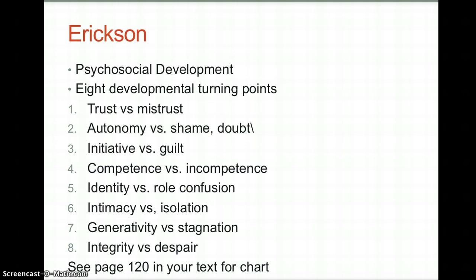Okay, so Erikson provides us with what he called developmental turning points. There are 8 of these, and page 120 in your text provides you with a nice overview of that. They're listed here for you. The ones that we're going to look at specifically are the ones that affect K through 12 schools, and that would be 3, initiative versus guilt for preschool, 4, competence versus incompetence, elementary school, and then 5, identity versus role confusion for middle and high school. Then we're briefly going to take a look at 7 on generativity, which applies to a teaching career.